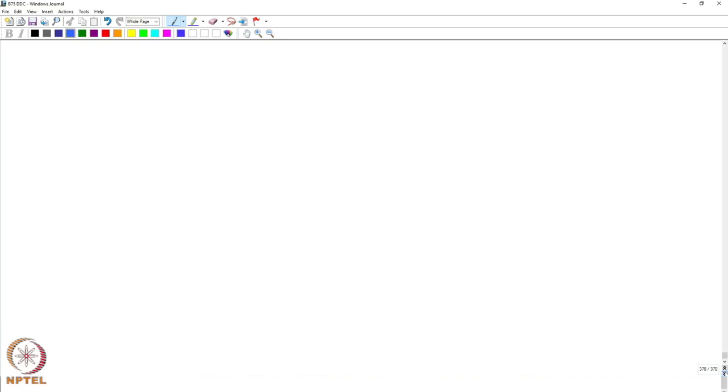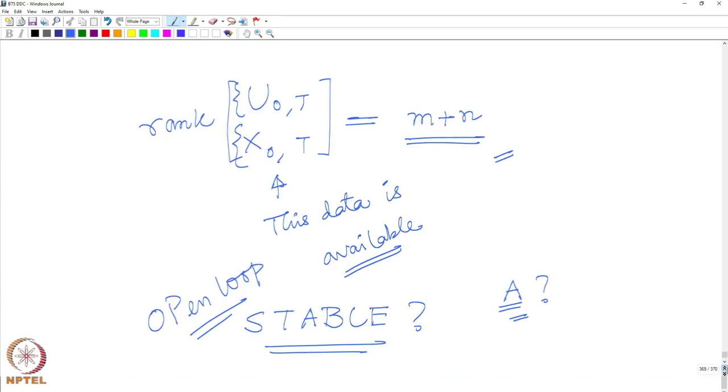If the eigenvalues are within the unit disk, then it is guaranteed to be stable. Okay, it is asymptotically stable. But how do we do this? How do we find this out? How do we find out A from the data? In fact, it is not very difficult.